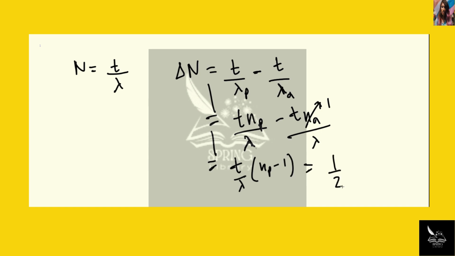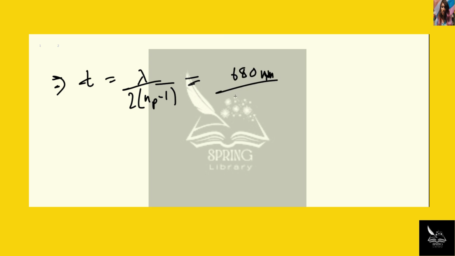And that will be half a wavelength, as we found out, as the problem wants. So this is 1/2. And so thickness is what we want here. So T, making that the subject, is lambda over 2 times n_p minus 1. Therefore, this is 680 nanometers over 2 times 1.6 minus 1, 1.6 being the refractive index of the plastic, gives us 570 nanometers as the thickness.